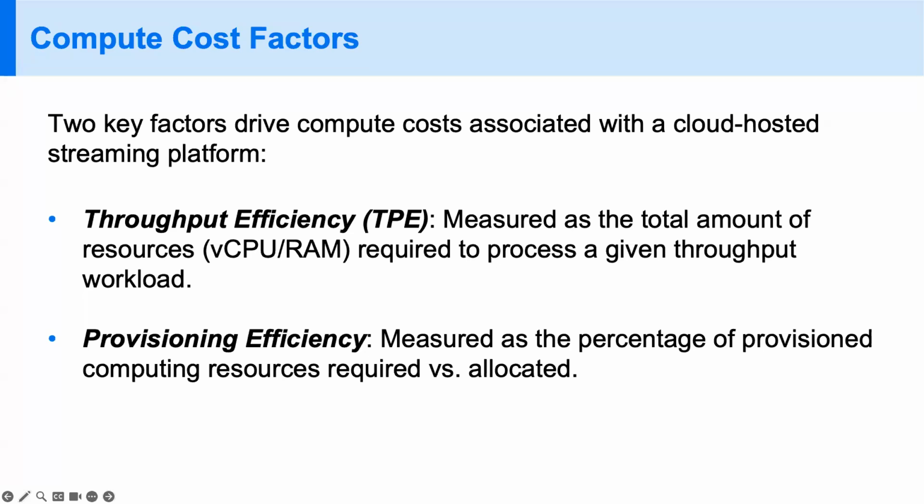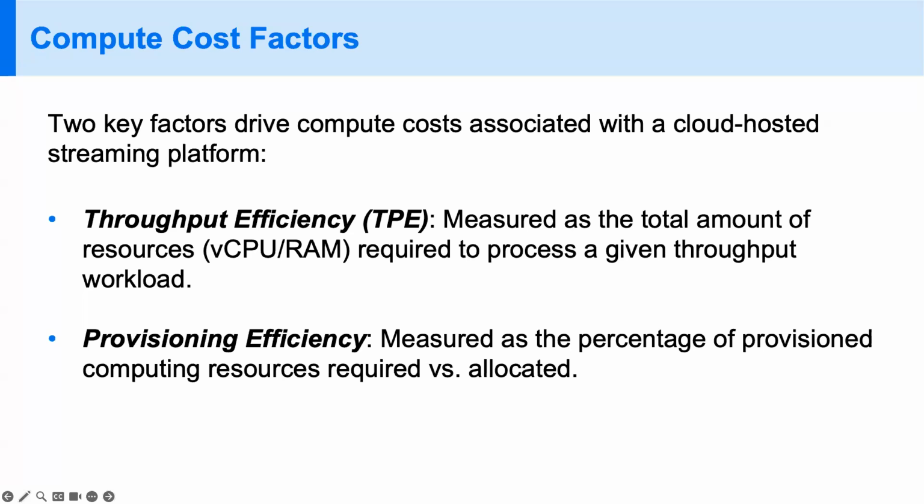Another equally, if not more, important factor, as we'll see as the charts bear out, is provisioning efficiency, right? It's measured as the percentage of the computing resources you've allocated that are actually needed. So again, if you over-allocate, if you're provisioned for peak usage, and 50% of your infrastructure isn't being utilized at all, that's 100% wasted, and you're spending money on things that you don't need.